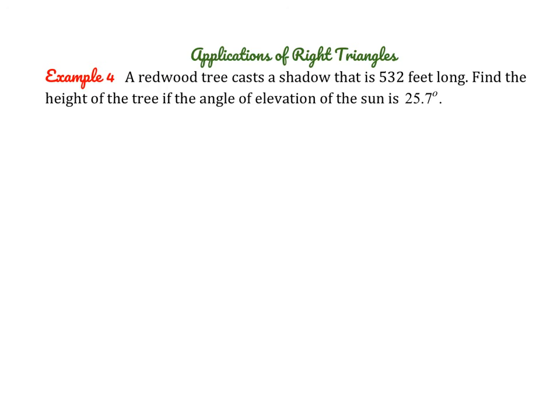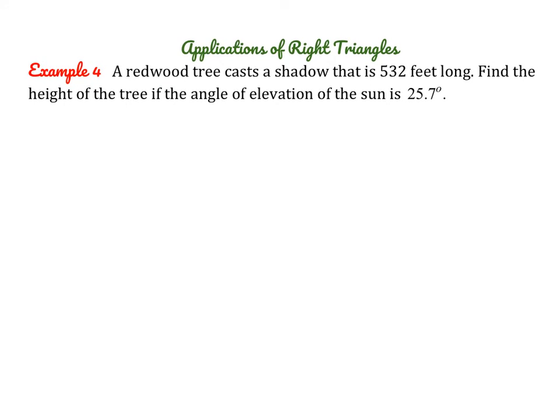Okay, so now we're going to talk about some applications of right triangles, and that's going to be in the form of some word problems. So here we have: a redwood tree casts a shadow that is 532 feet long. Find the height of the tree if the angle of elevation of the sun is 25.7 degrees. Angle of elevation and angle of depression are really common types of word problems for right triangles. So we'll talk about how to draw that. But let's start by trying to sketch a picture of what's going on.